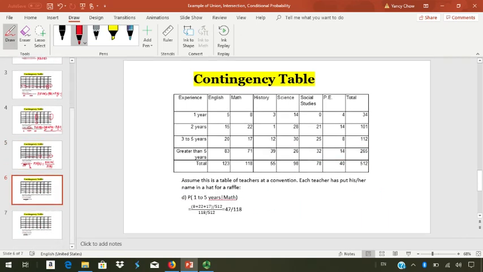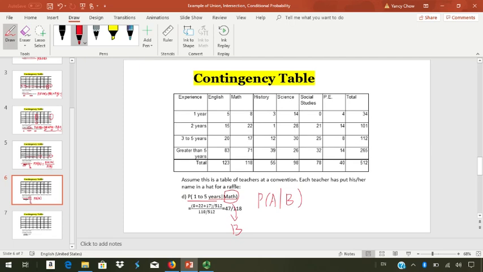Now let's see the next conditional probability. So this probability is given that the teacher teaches math, how likely they have 1 to 5 years teaching experience. So this is also conditional probability A given B. So B is teaching math. It will equal probability A and B divided by the probability of B.